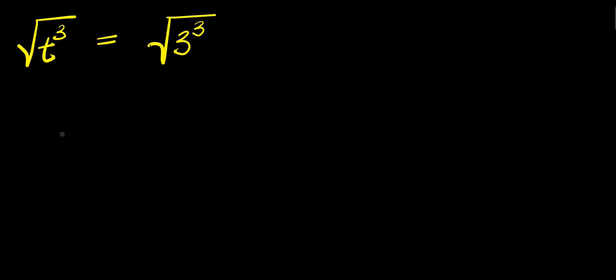Hello, how to solve this radical problem? This is square root of t to the power of 3 equals square root of 3 to the power of 3. Solve for all values of t that satisfy this equation.